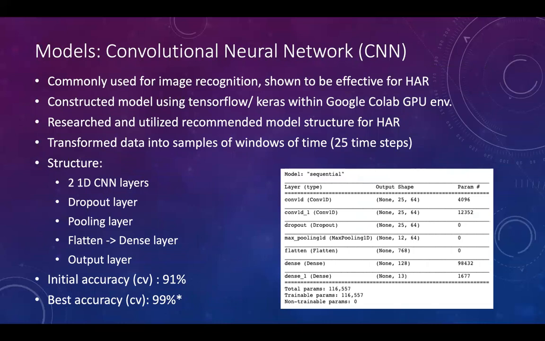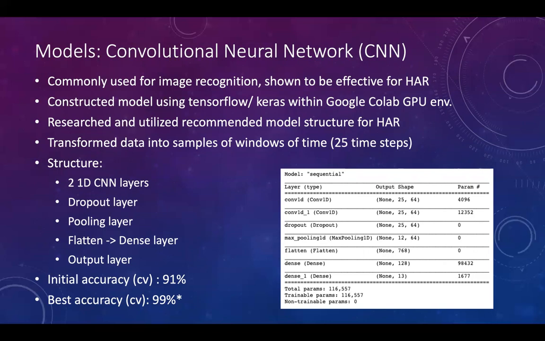So after using these models to perform classifications, I decided I wanted to go after the stretch goal that I set for myself. In a lot of the literature that I read, the best performing models I noticed, especially in the more recent papers, were convolutional neural networks. These neural networks are commonly used for image recognition problems, but again, have been shown to be effective for HAR. And so in order to create a CNN model for this problem, I used TensorFlow and Keras libraries.